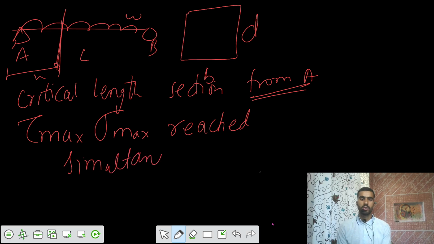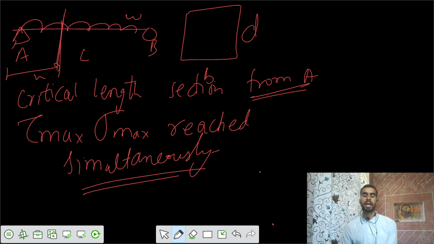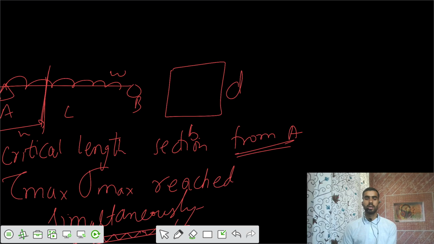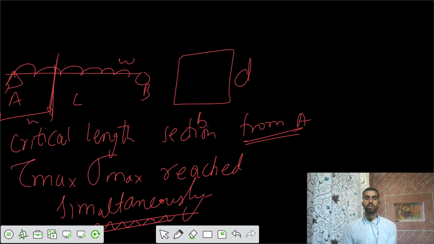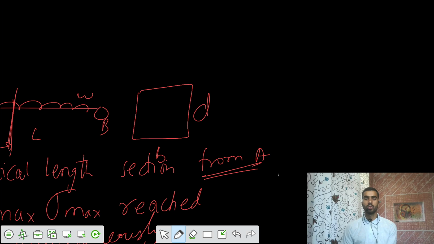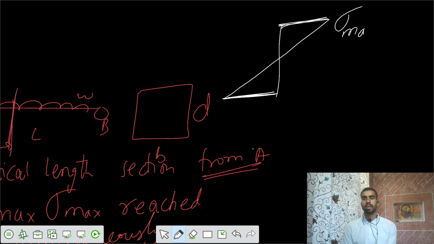That means your maximum stress of shear and maximum stress of bending reach their maximum value simultaneously. What should be the location of x? So the problem is saying that you have to get those maximum values, but I know from the bending stress formula, the flexural formula, that maximum stress is at the extreme fibers, and I can say sigma max equals M y by I.